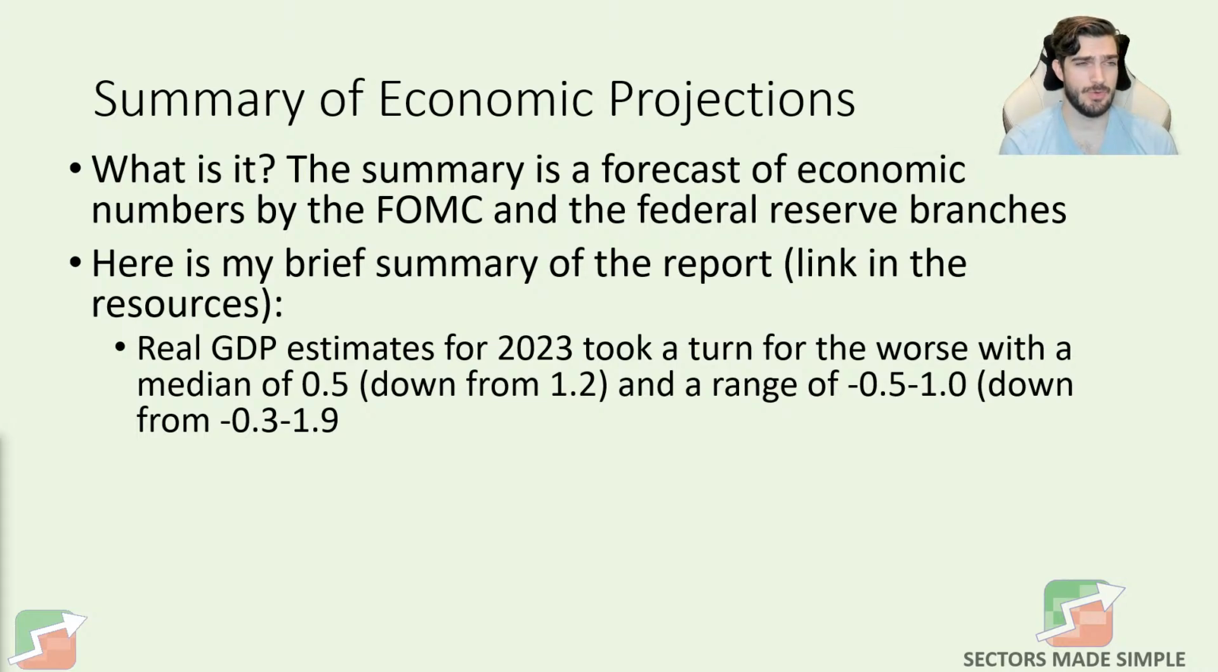And if we look at the range, which they ask the most optimistic and the least optimistic guys or gals, it's a range between negative 0.5, so a loss of 0.5% GDP, and positive 1%. This is a decrease on the low end by a little bit. We went from negative 0.3 to negative 0.5. But the best estimates tanked. We went from 1.9% to 1%. That is a pretty sharp drop.